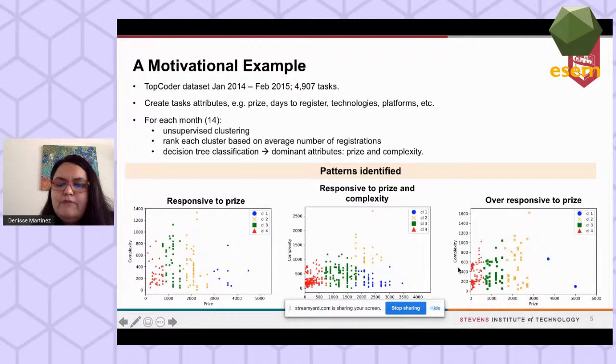Then we found a second pattern that we call responsive to price and complexity. Again, we have the blue that has the highest competition level. In this case, it has higher price and lower complexity. The second cluster, in yellow, you can see that it has high price but also high complexity. So what we observe is that the workers were basing their decisions on price and complexity. And then we identified a third pattern that we call over-responsive to price. In this time period, tasks with a very high price, or at least high from the average, appear, and this kind of pulls all the workers, and these are the more competitive tasks.